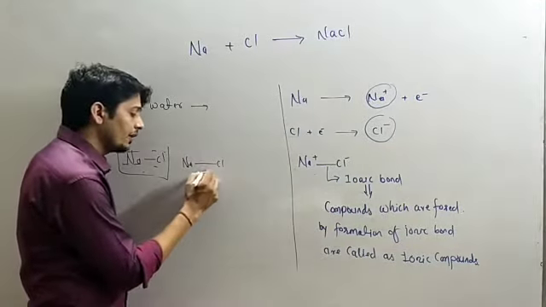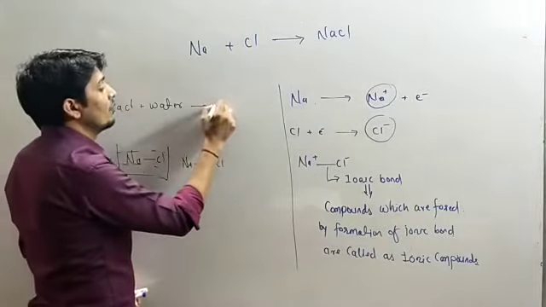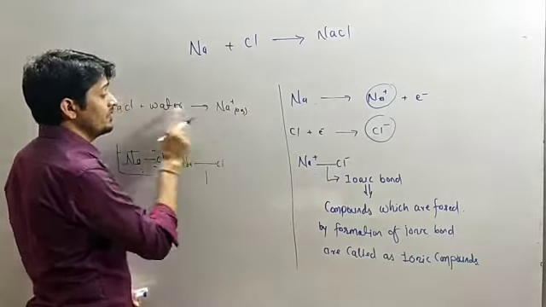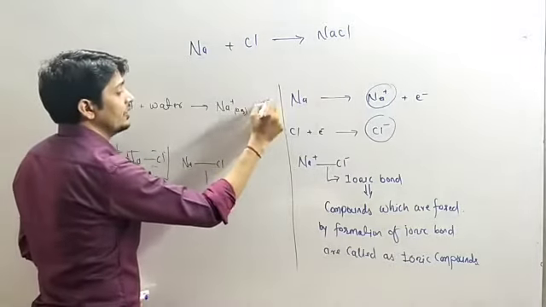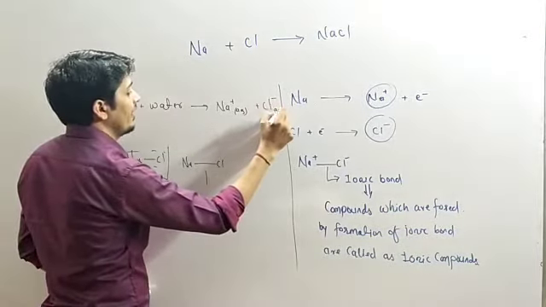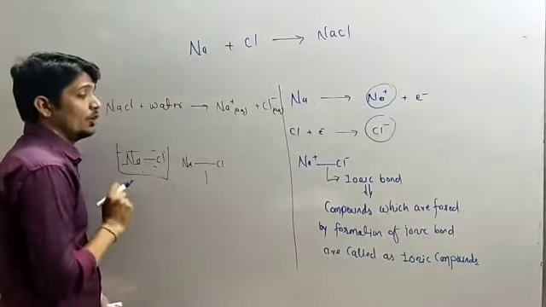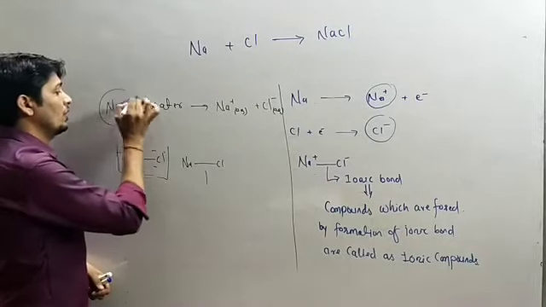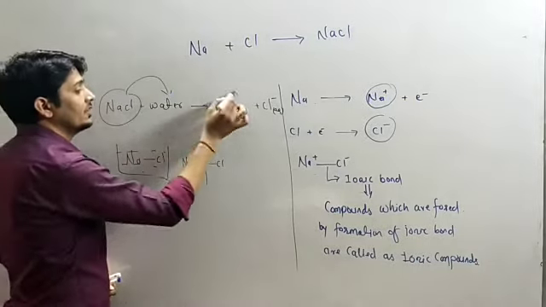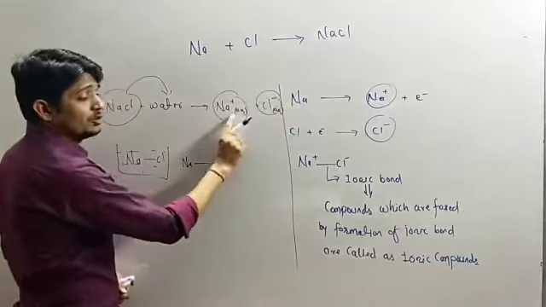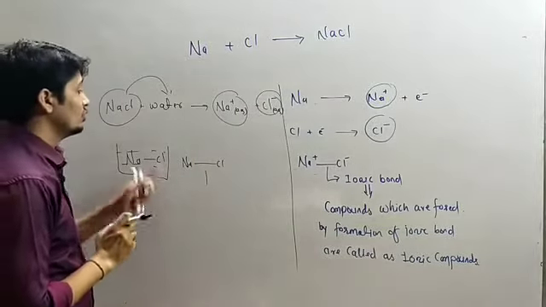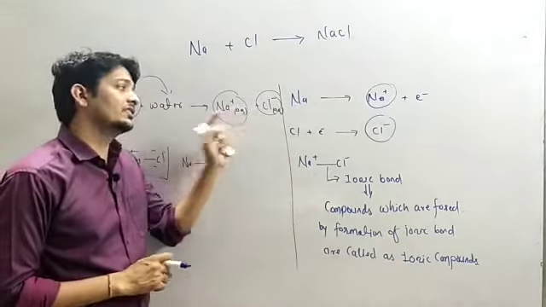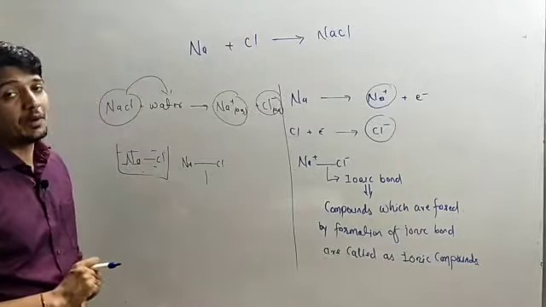After breakdown, NaCl forms Na positive ion, which is aqueous, meaning in water, and Cl negative ion, which is again aqueous. So we can say those compounds, when they dissolve in water, form ions. This is a positive ion and this is a negative ion. Those compounds that break down to form ions when they dissolve in water are called ionic compounds.